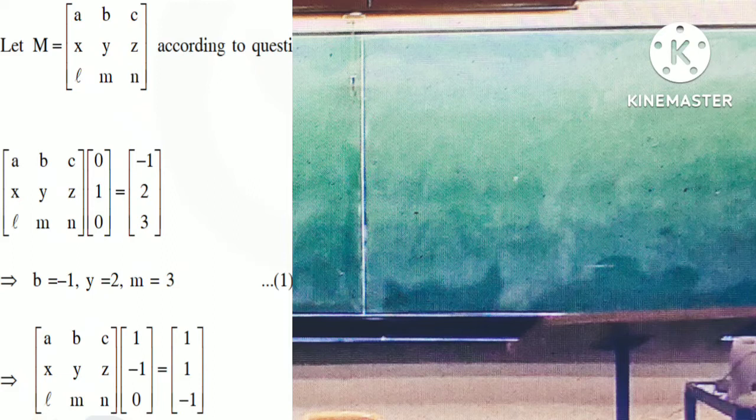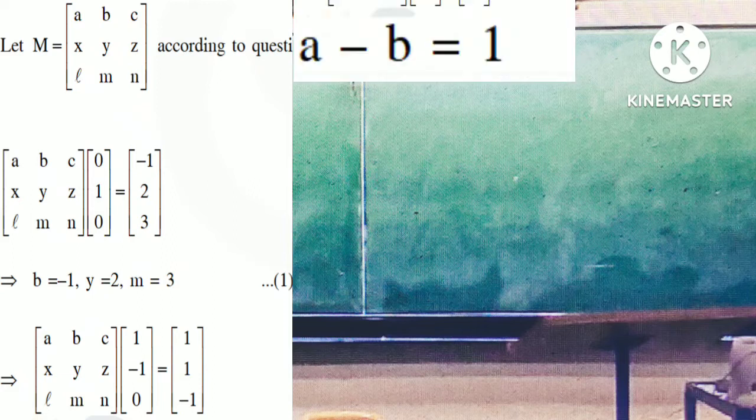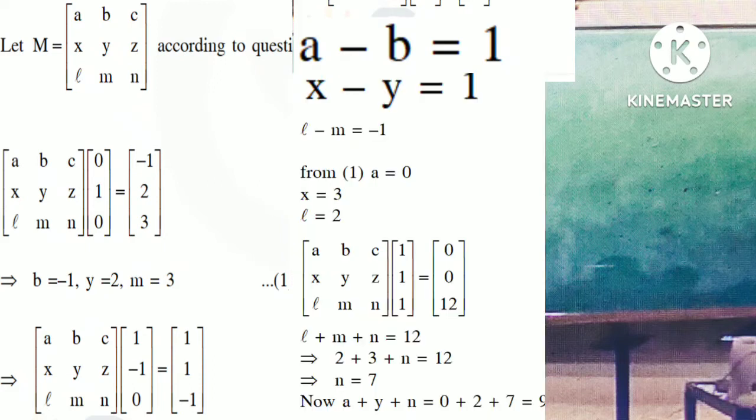First we assume the matrix M with different elements A, B, C, X, Y, Z. Substitute this one and first apply the first condition. Multiply these two matrices and equate the right side, and you can get three values: B is equal to minus 1, C is equal to 2, and so on. Similarly for the other, A minus B is equal to 1, and C is not there because it's 0 value, X minus Y is equal to 1.